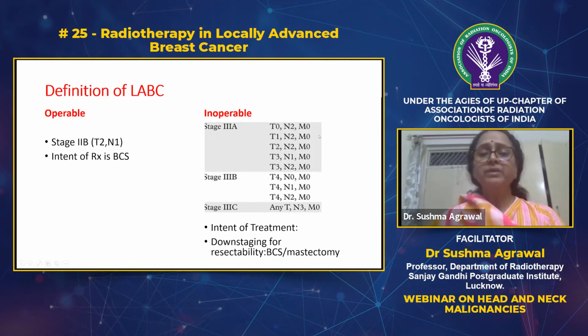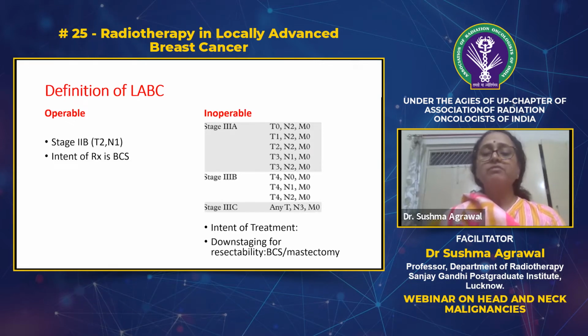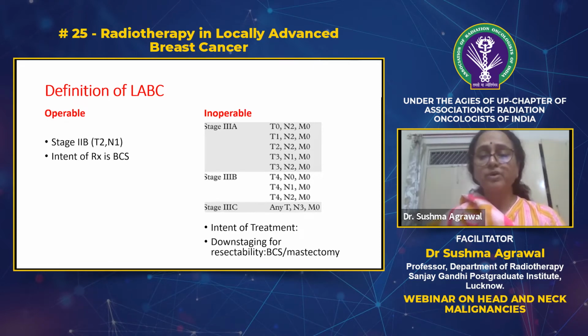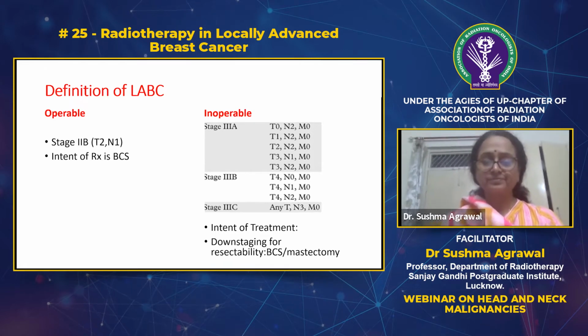While the inoperable ones are the stage 3s, and as you can see here, the patients are more than N1 and even T4s are there. And here the intent of treatment is to downstage for resectability, first of all. And if BCS is possible, then well and good. Otherwise, mastectomy is also a good option.